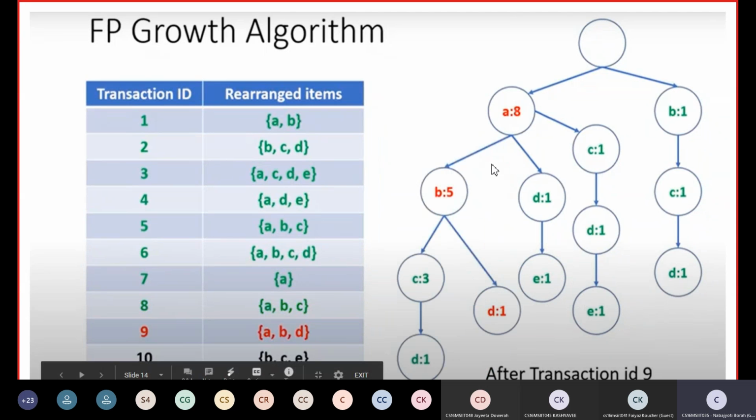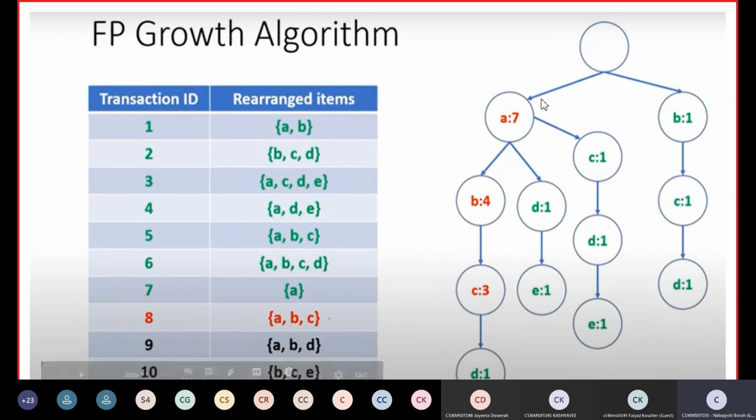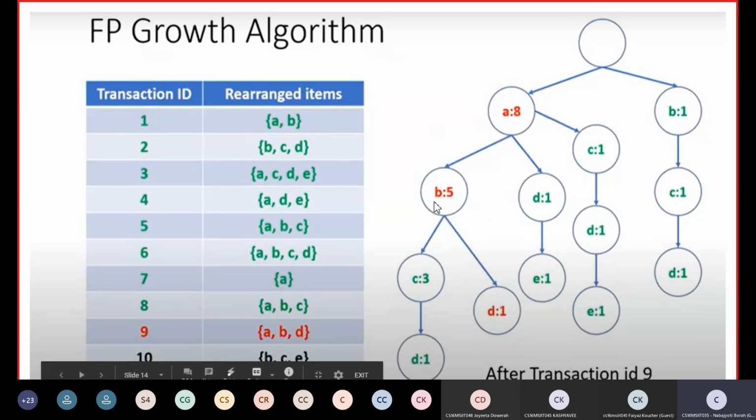Then we have A, B, D. In my previous ones there is no A, B, D. There is A, D and A, C, but there is A, B. So I will use this tree, A to 8, B to 5, and one more node D connected. So I get A, B, D: A 8, B 5, D 1.